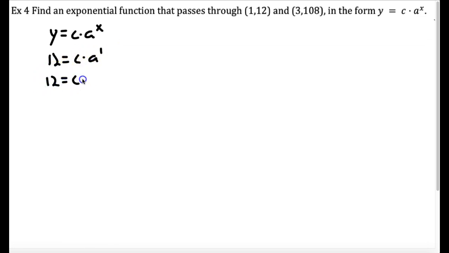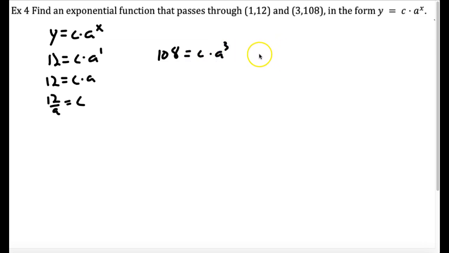So I want to solve this for one of the variables. It doesn't matter which one. Let's solve it for c. If I divide both sides by a, I would have 12 over a equals c. Let's do the same thing with this point. Let's plug in 3 for x and 108 for y. So 108 equals c times a to the third power.